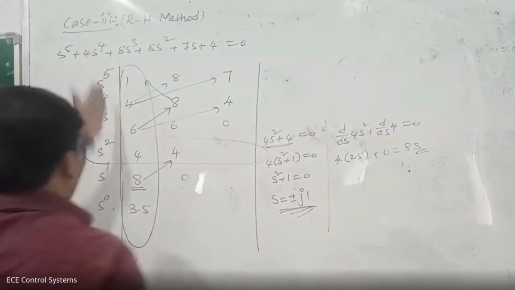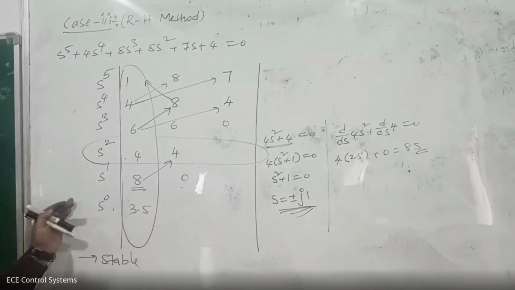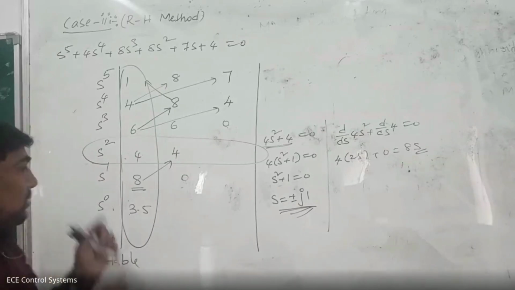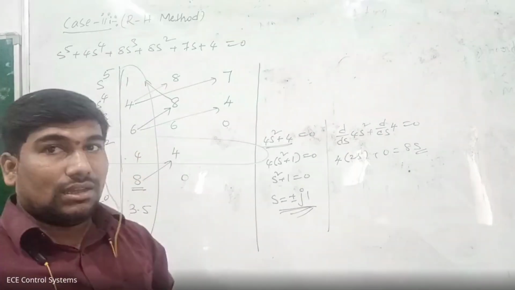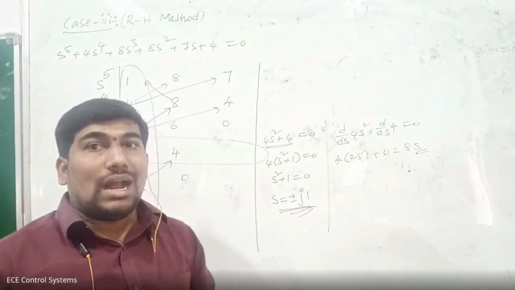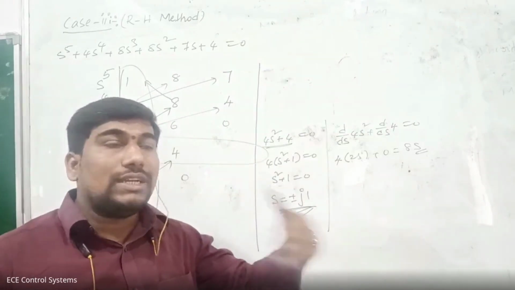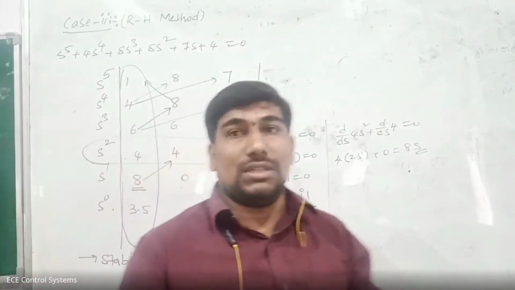But in our first column, the total elements are positive. You can say that is simply a stable system. But we have some condition in our case number 3. You need to find the factors first. After completion of the factors only, you have to decide maybe it is a stable system, maybe it is an unstable or marginally stable system.